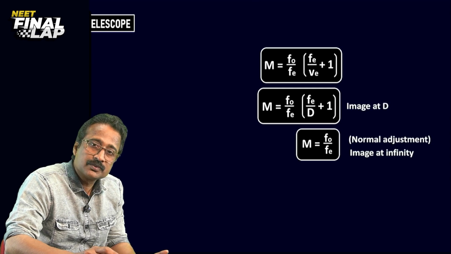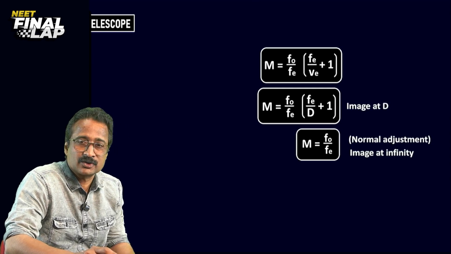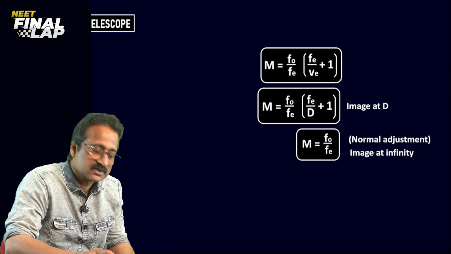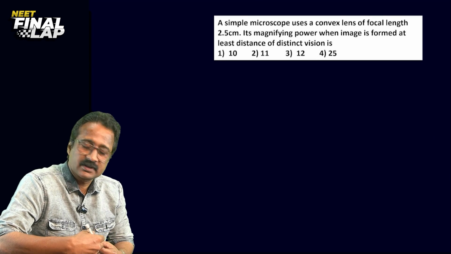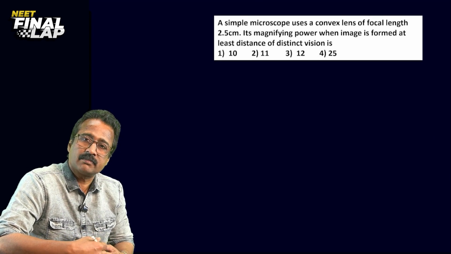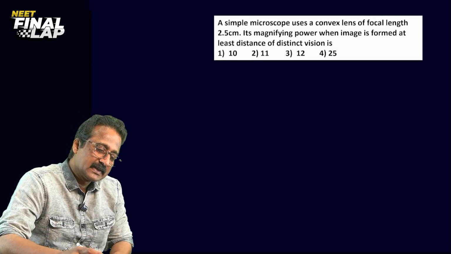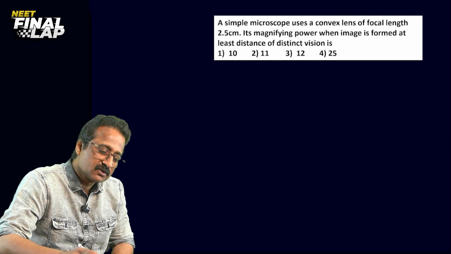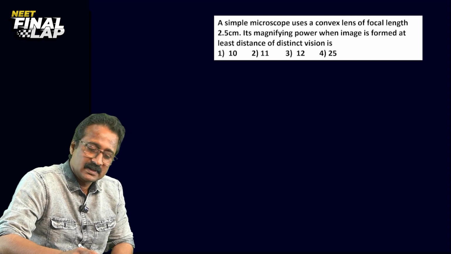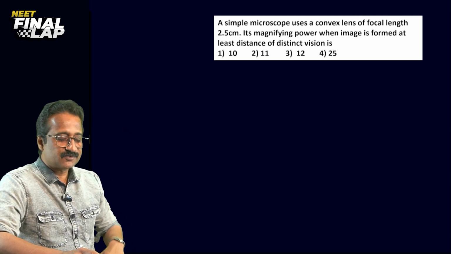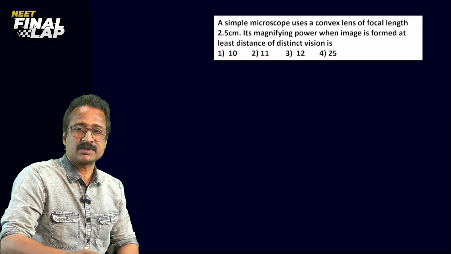Let us come to certain questions now based on optical instruments, and with that we wind up this section also. Yes, here are 3 questions for you. This is the first question based on simple microscope. A simple microscope uses a convex lens of focal length 2.5 cm. Its magnifying power when the image is formed at least distance of distinct vision is.